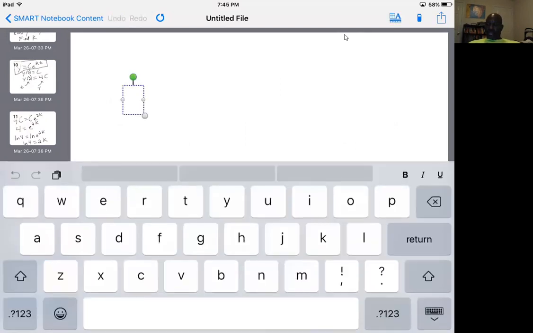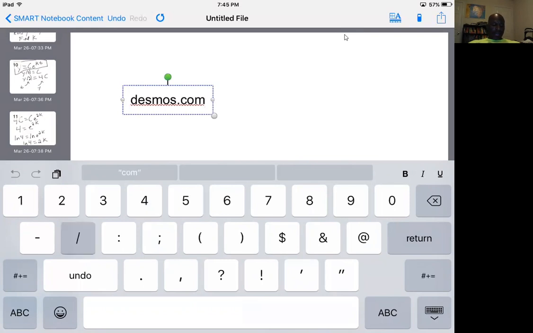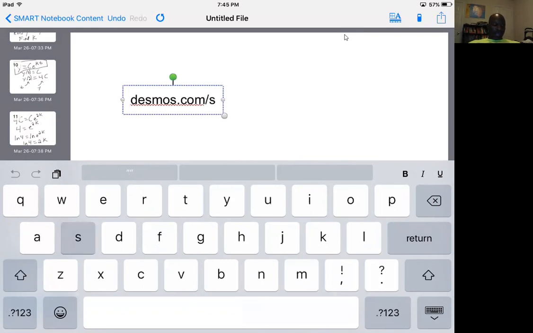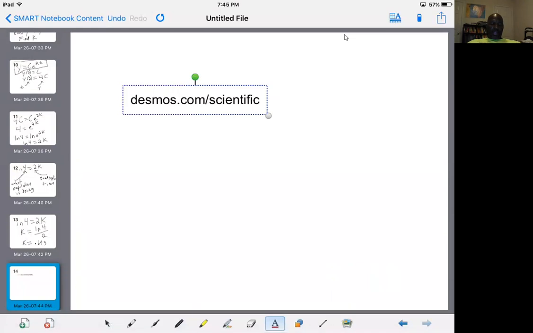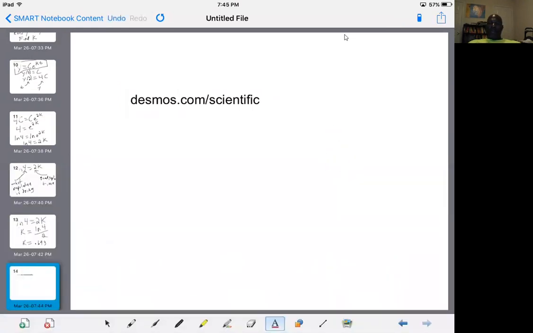So a website you can go to would be desmos.com/scientific. Looks like I spelled everything correctly. So that's where you can get just a basic calculator to do calculations like we just did.